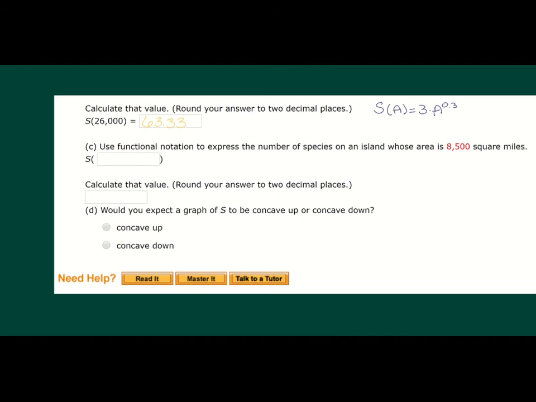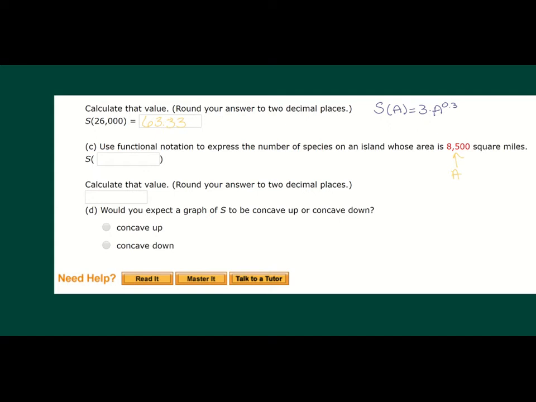All right, this is number 2, part C. I have seen people getting this wrong, so I want to make sure we go over it. Use functional notation to express the number of species on an island whose area is 8,500 square miles. I wrote the formula right above since I've switched pages. Now, area is in square miles, so I know this is an A value. The function is S, right? S is a function of A. In practical terms, the number of species on an island depends on the size of that island.